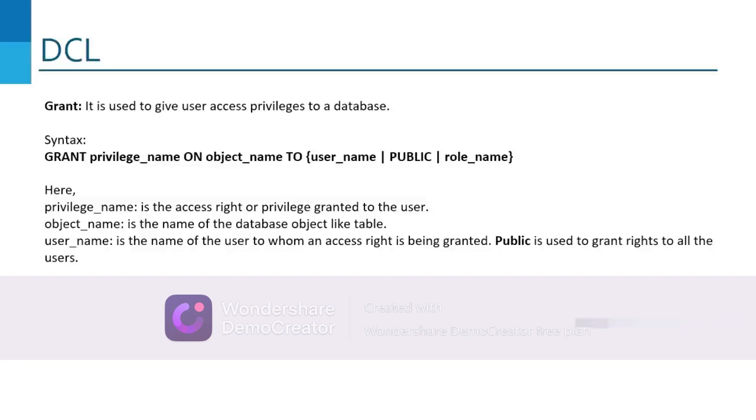Grant is used to give a user access privileges to a database. How do we do that? Grant privilege name on object name to whomever you want to give. Privilege name is the access right or privilege granted to the user. Object name is the name of the database object, like a table. And username is the name of the user to whom an access right is being granted. I'll tell you how to do this.